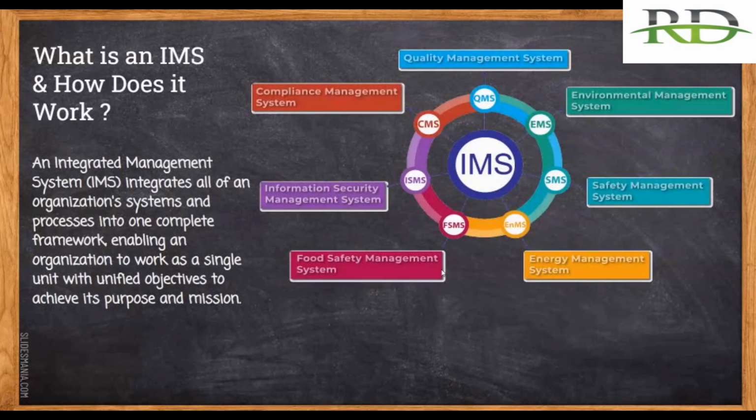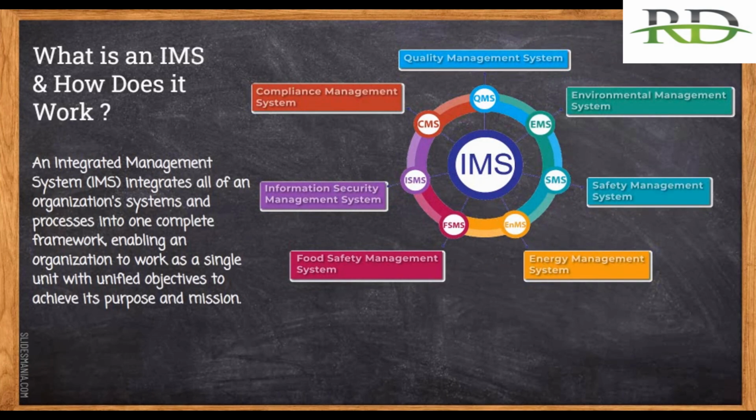To just show you in a diagram what exactly that definition means, if you can look at all these systems right here, we have got a system for quality, system for environment, system for information security, compliance, and so on. These are all different systems. And in the middle, there is the IMS.